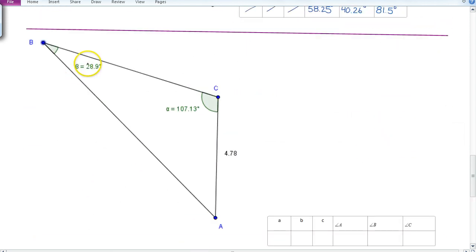Let's look at the next case. So here we have an angle, angle, side. So this is an angle, angle, side case. Or what we say, you can go this way, side, angle, angle. Doesn't matter which way you say it. So angle B is 28.9. Angle C is 107.13. Don't forget those degree symbols. And length B is 4.78. Really take a moment and make sure you see that if this is angle B directly, the opposite side is called length B.